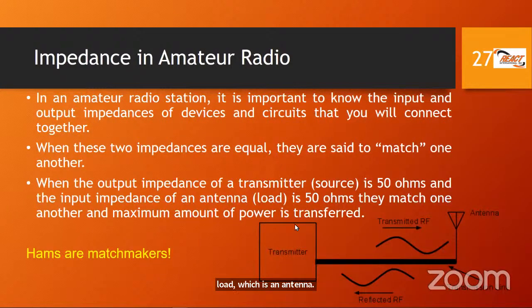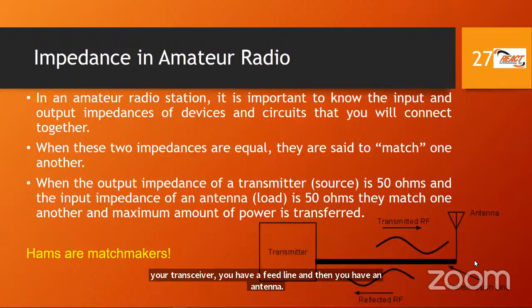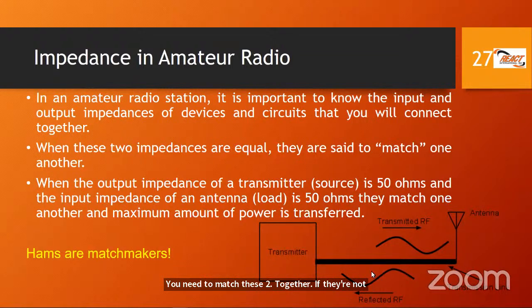You have your transmitter, your transceiver, you have a feed line, and then you have an antenna. And you need to match these two together. If they're not matched, that reflective wave wasted energy. And you may also detune your transmitter and cause it to overheat and damage it, right? So it's all about being safe.